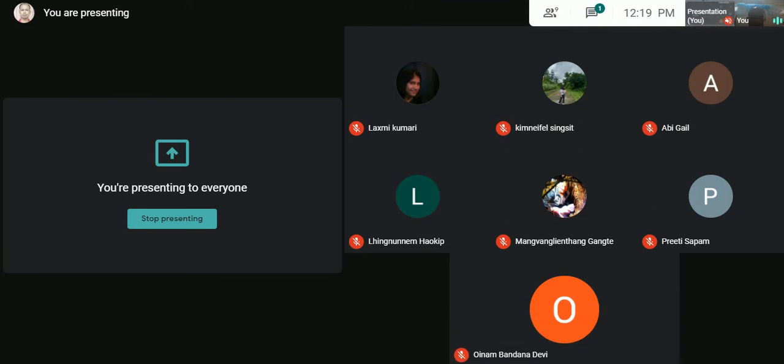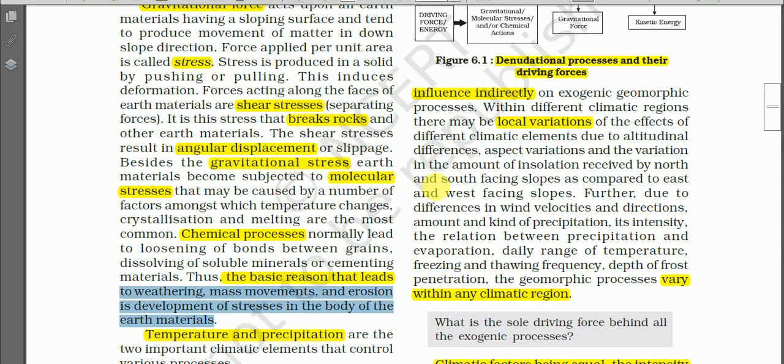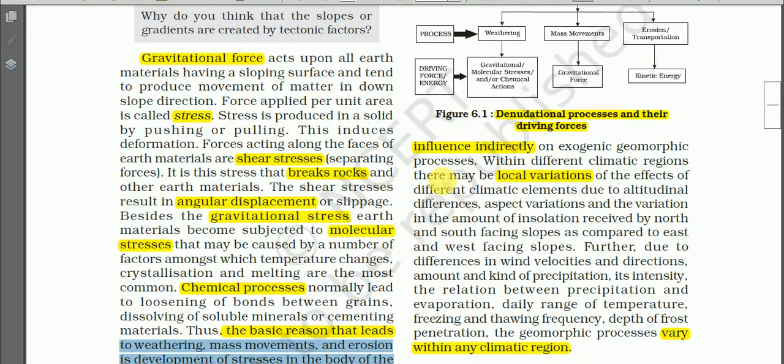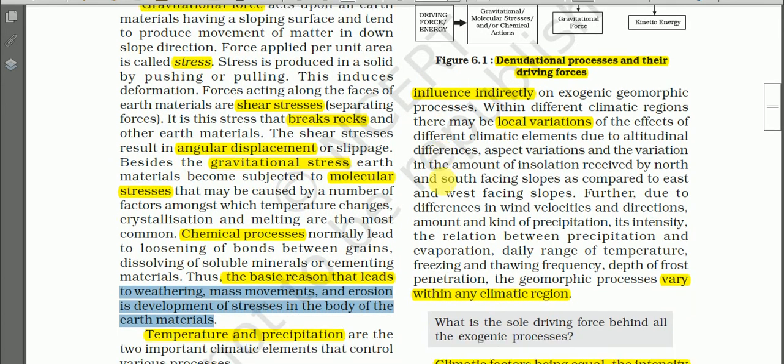Remember, stress means force applied per unit area. And we have two types of stresses. One is the gravitational stress, another one is the molecular stress.